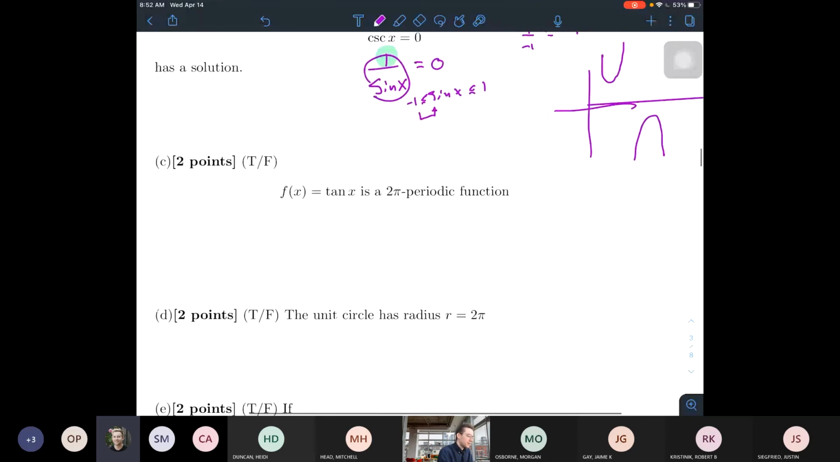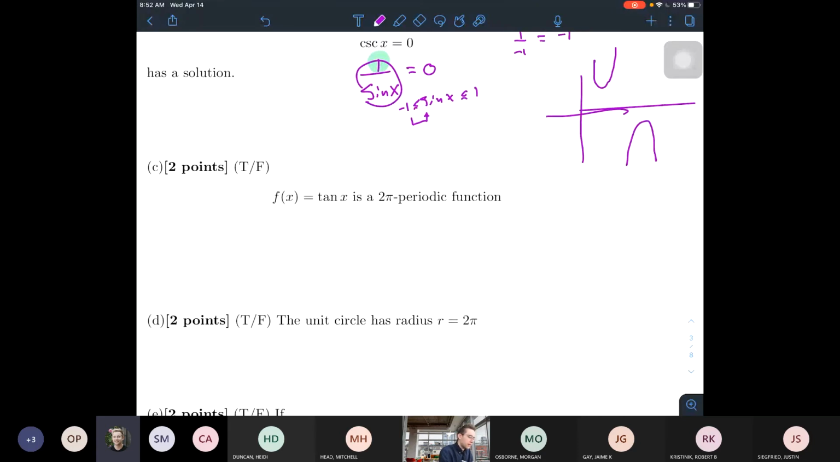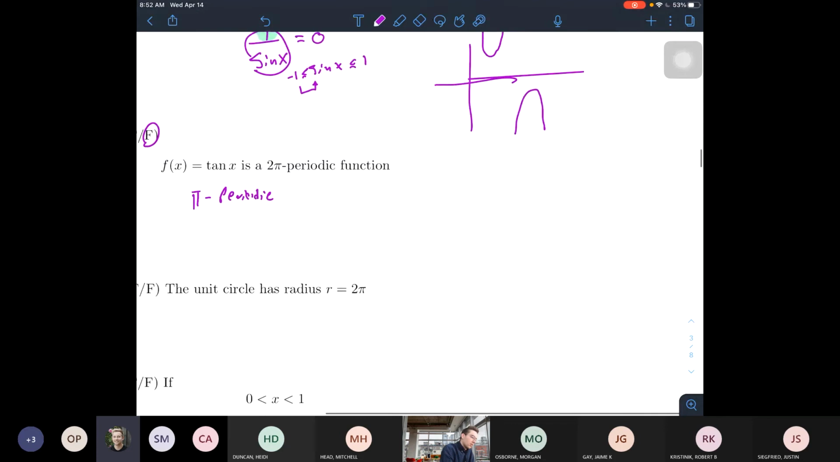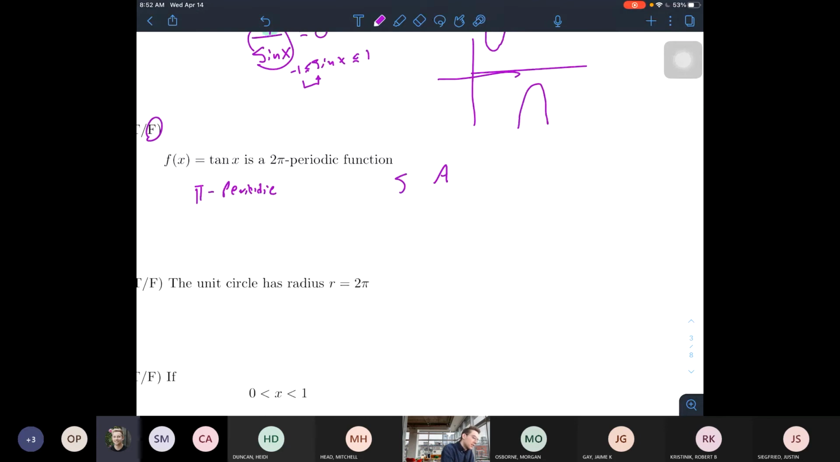The next question is: f of x equals tangent of x is a 2 pi periodic function. This one's false. It's a pi periodic function. Remember we had A, S, T, C. So in this case, in either of these two regions, which are just 180 degrees apart, we're going to get those same values, because negative y over negative x is the same as y over x. That's basically the reason.